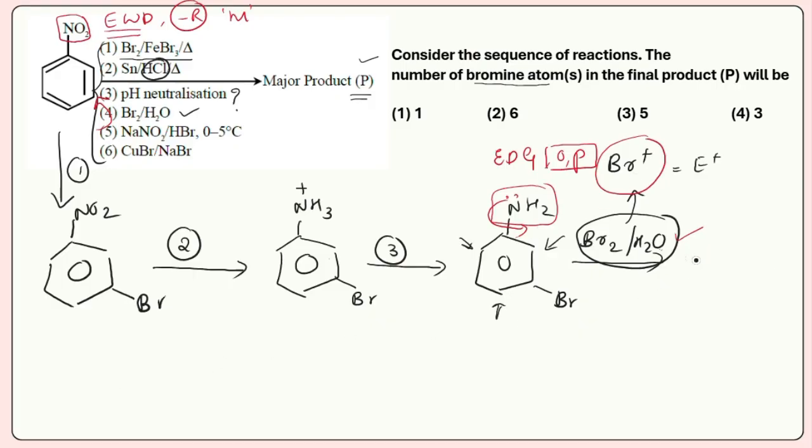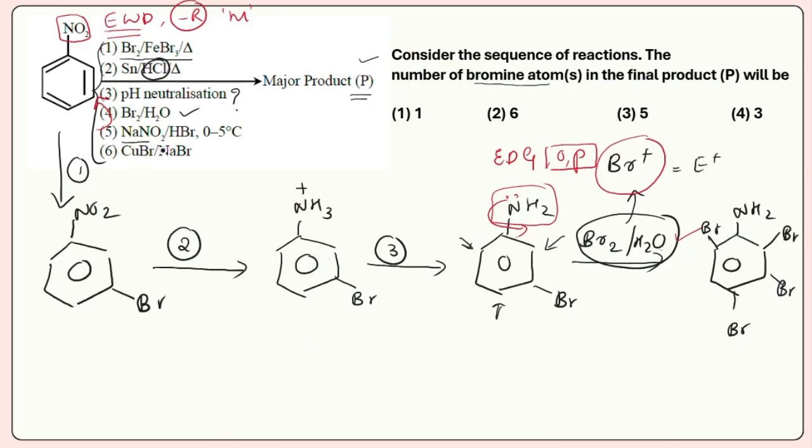So how do you write the product here? Just observe carefully. NH2 is ortho-para directing, and due to more number of bromonium ions, all the three positions will be occupied and the bromine from the previous molecule must be retained.